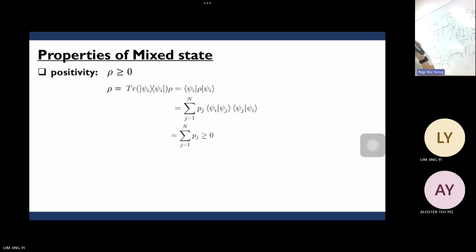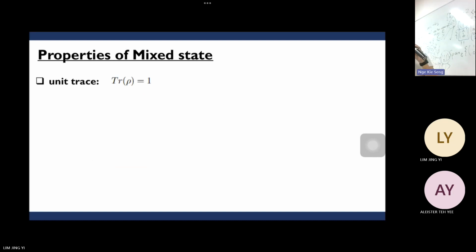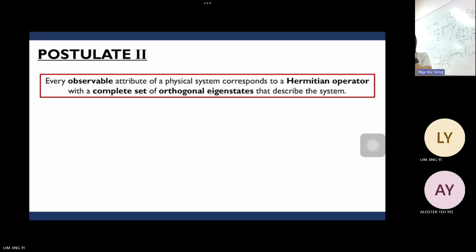The second interesting property is that the density operator is always greater than or equal to 0. You can prove it easily. Rho is always greater than 0 because at the end we will get the proportion or the probability, and probability is always a real value greater than 0. For a pure state, if you take the square of rho, it's just going to be rho. The last one is the unit trace. So the trace of any density operator will always equal 1.